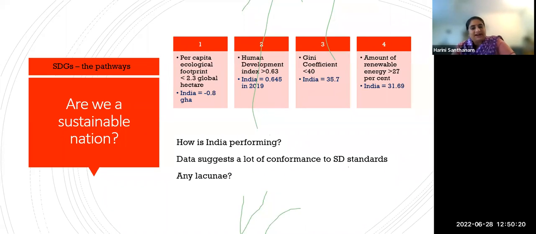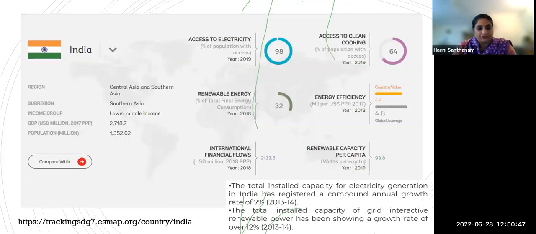So this data suggests that there has been some sort of pathway which corresponds to sustainable development in the country, but there are also lacunae which do not place us very high on the combined aspects, as you see, from ecological footprint, human development, Gini, as well as renewable energy. In some sectors, India has performed well. In some sectors, there are still lacunae. How to overcome these lacunae, right?